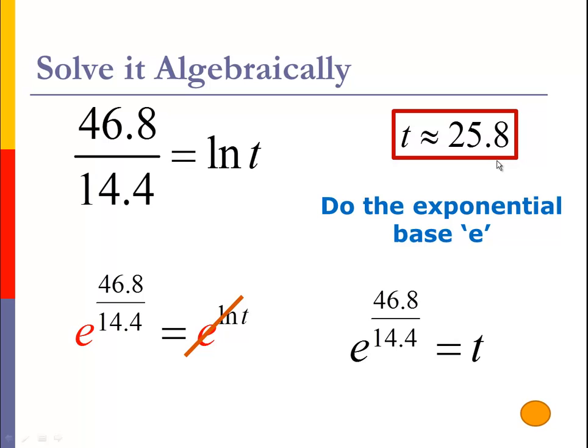So there we go. From the graph, we had something like 25 or 26, and from the algebra, we get 25.8. I'm thinking that confirms it, and I'm good to go.